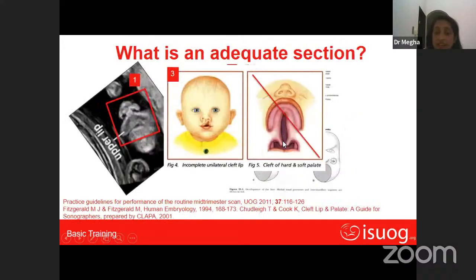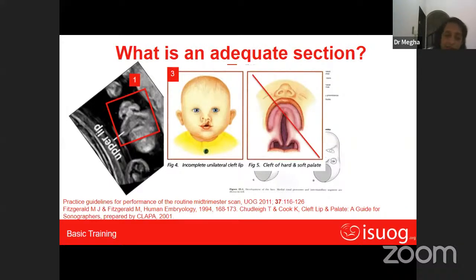Or alternately, you could have just a clefting of the palate, the hard and the soft palate, with a very intact alveolar ridge and the lip. Now at this stage, it is very important to understand that when you're screening for a cleft lip, you are only screening for a cleft lip and not for a cleft palate.